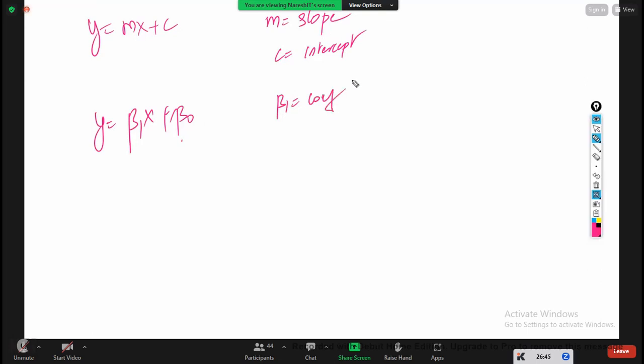Now y is equal to wx plus b. Now what does this wx plus b mean? w is equal to weight, and b is nothing but the intercept. So in maths, this is called the slope. In machine learning, it is called the coefficient. Here it is called the weight.